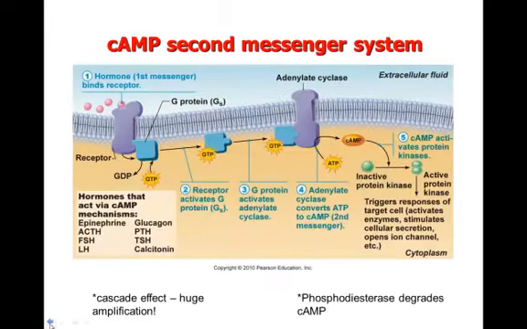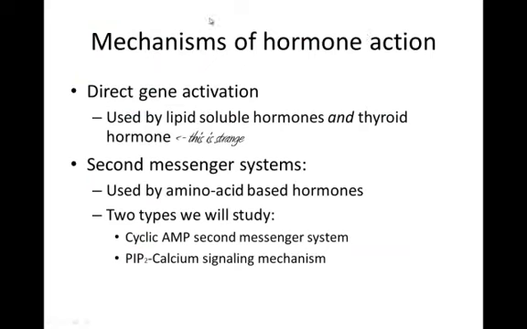Now if we're going to go back and review for a second, we had two mechanisms of hormone action. We had second messenger systems, and these were used by amino acid based hormones. So we just looked at these two types of second messenger systems. There are other second messenger systems. These are just the most popular ones that have been studied the most.